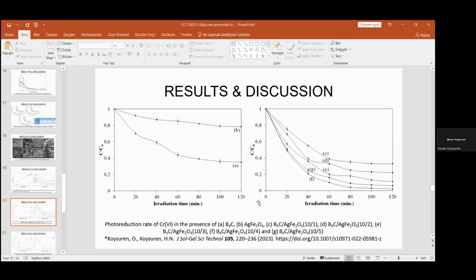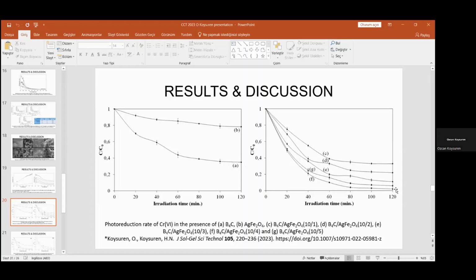Here, this is the critical experiment for us, the chromium-6 photoreduction results. On the left, you will see chromium photoreduction rates for pure samples. One belongs to boron carbide, and the other one belongs to the magnetic semiconductor silver ferrite. Pure silver ferrite results in a really low photoreduction rate of chromium-6, but boron carbide exhibits almost 60% photoreduction of chromium-6 within 2 hours of UV visible light irradiation.